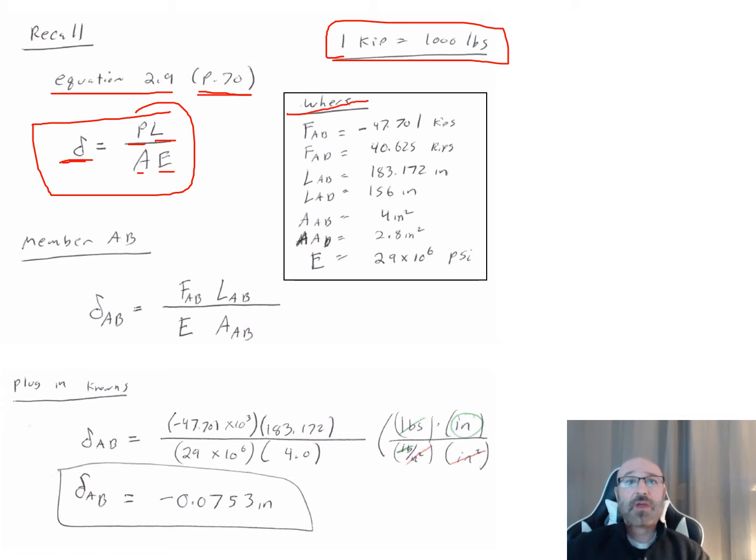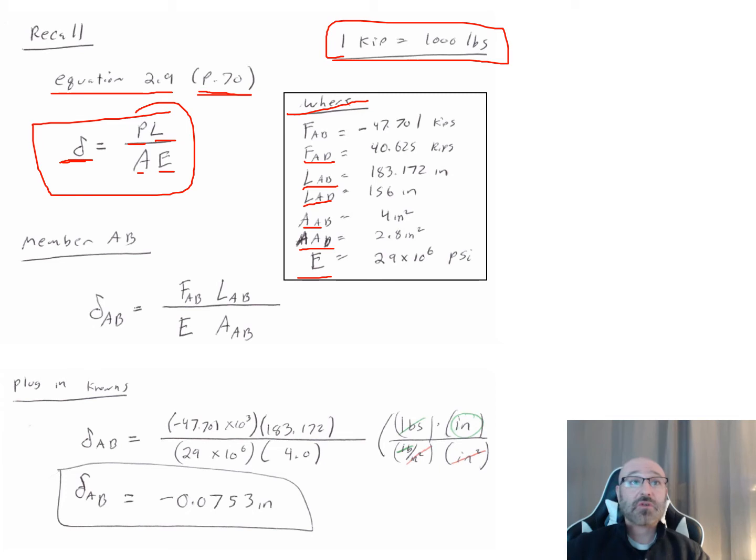So I have my FAB of negative 47.701 kips, my FAD here of 40.625 kips, my length of member AB of 183.172 inches, my length of AD of 156 inches, my area of AB of 4 inches squared, and my area of AD of 2.8 inches squared here, and my modulus of elasticity for this material of 29 times 10 to the 6 in units of PSI.